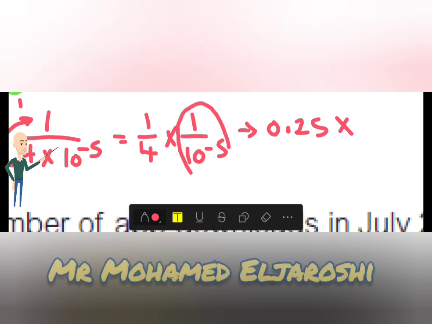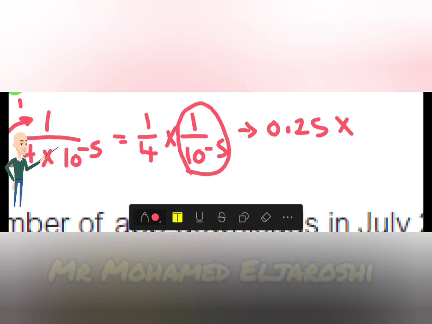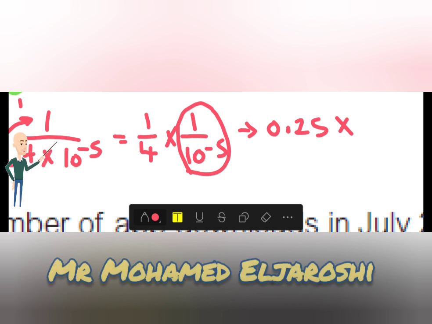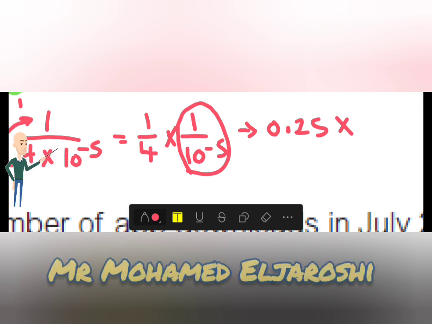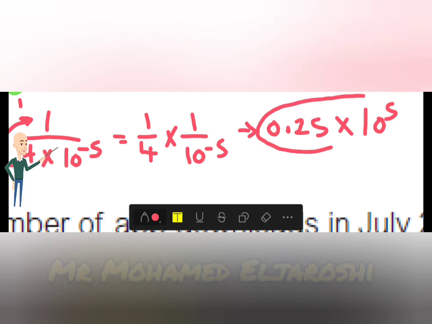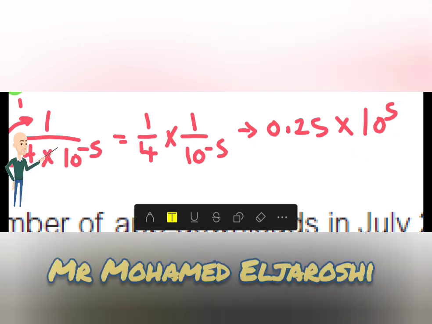Same idea, 1 over something or 1 divided by means a negative power. So I'm going to change the power and put the same base number with the power. As we said, 1 over something means a negative power, and we already have a negative power. A negative multiplied by a negative is positive, so it's going to be 10 power of 5. Now, as you can see here, is that in standard form? Very good, it's not in standard form.